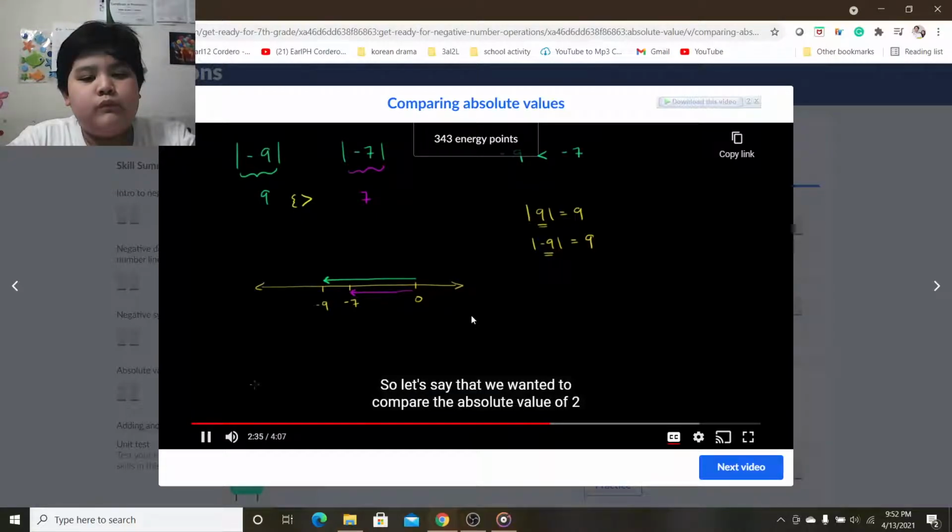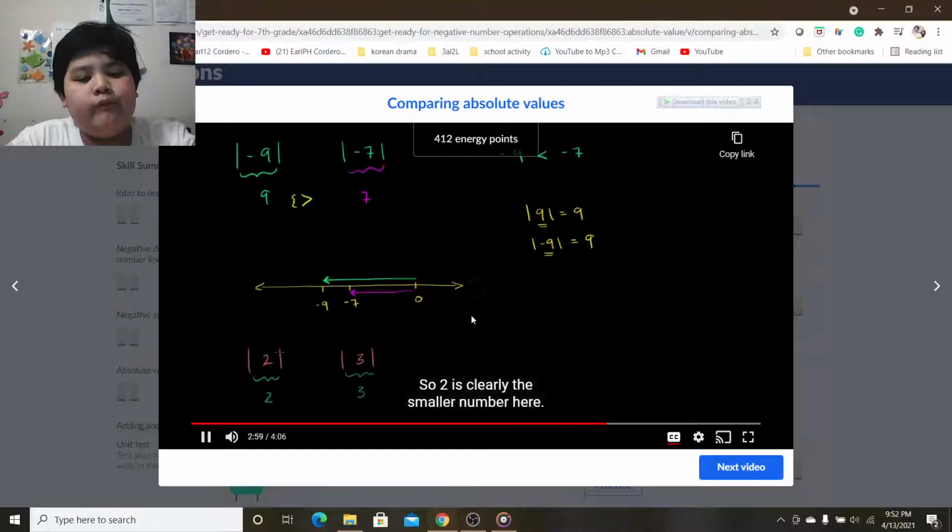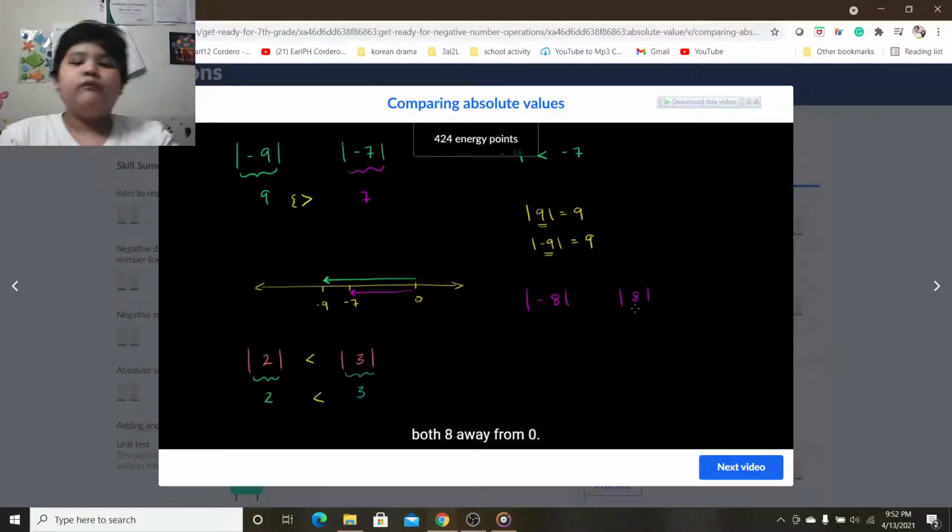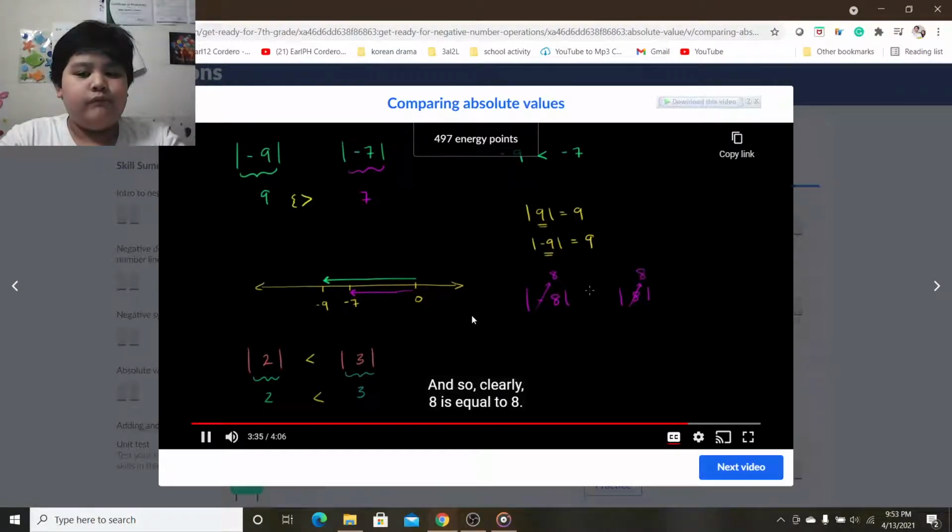So let's say that we want to compare the absolute value of 2 to the absolute value of 3. Well, the absolute value of a positive number is just going to be that same value. 2 is 2 to the right of 0, smaller number here. And so we clearly get 2 is less than 3. Or the absolute value of negative 8 to the absolute value of 8. Well, one way to think about it is that they're both 8 away from 0. This is 8 to the left of 0, this is 8 to the right of 0. So both of these things evaluate to 8. Absolute value of negative 8 is 8. Absolute value of 8 is 8. And so clearly 8 is equal to 8.